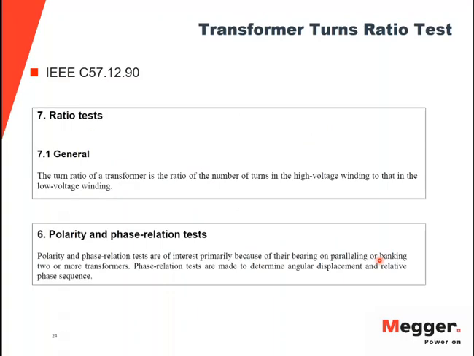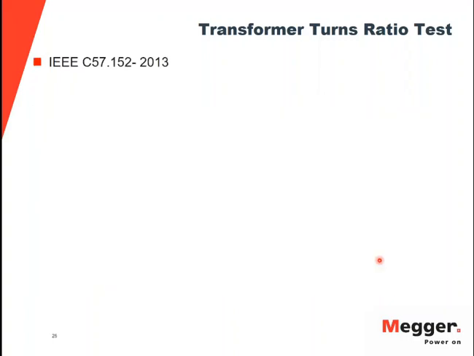Now, when we talk about standard, the definition of a ratio test is that it's the ratio of the number of turns in the high voltage winding to that in the low voltage winding. In addition to your turns ratio test, you also measure the phase angle relation between the primary and the secondary winding, and through that you can determine if the polarity is correct or incorrect.